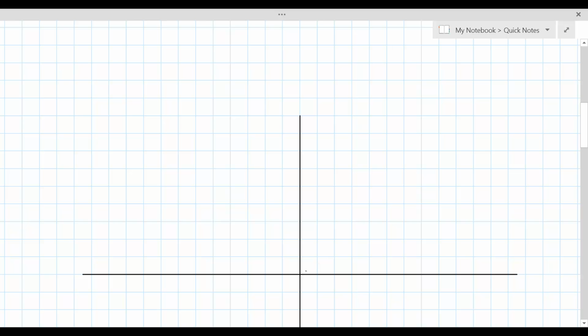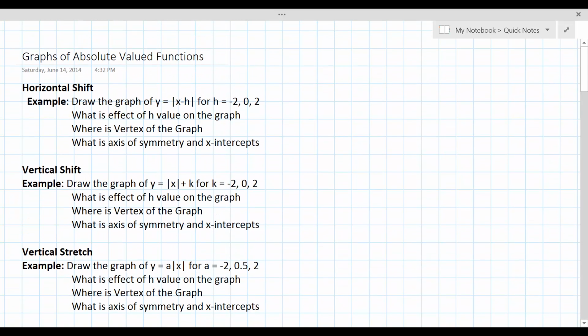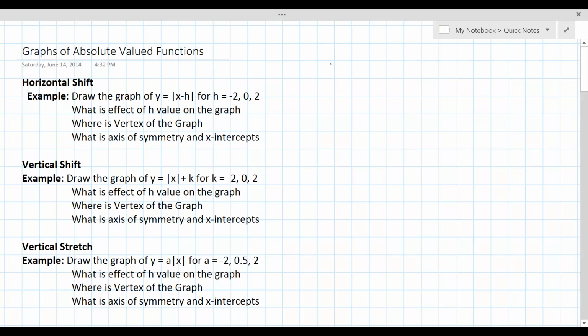We already know that this is a V-shaped graph. We can easily draw it like this one, and drawing from the other side, this will look like this graph. So here is the equation for this graph, y is equal to mod of x. Now we want to apply transformations.